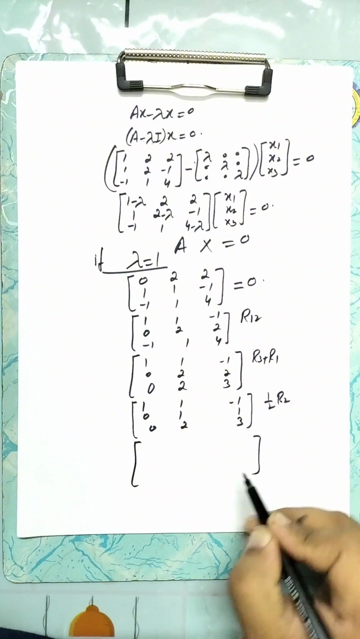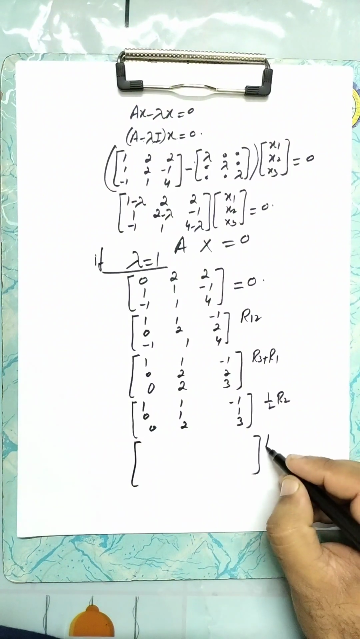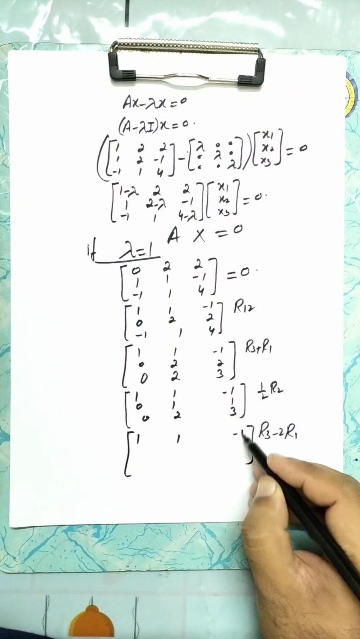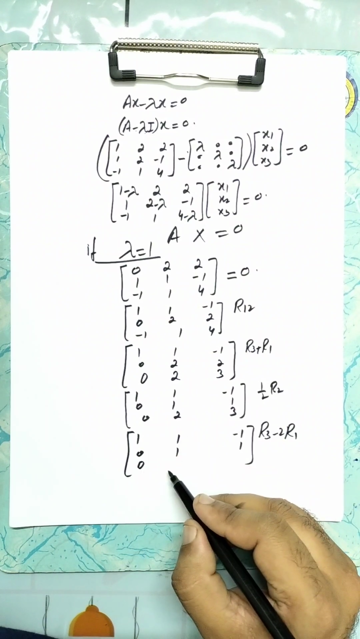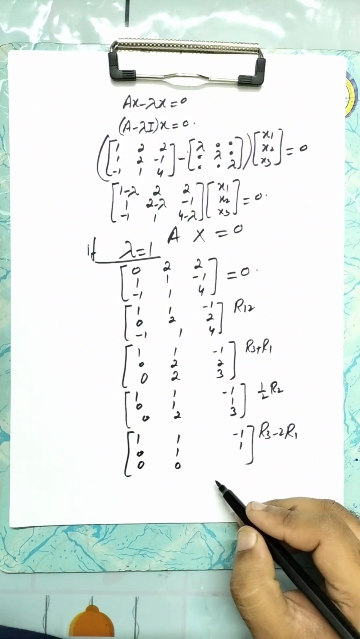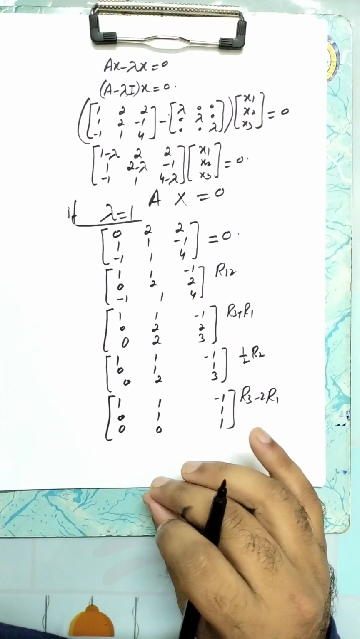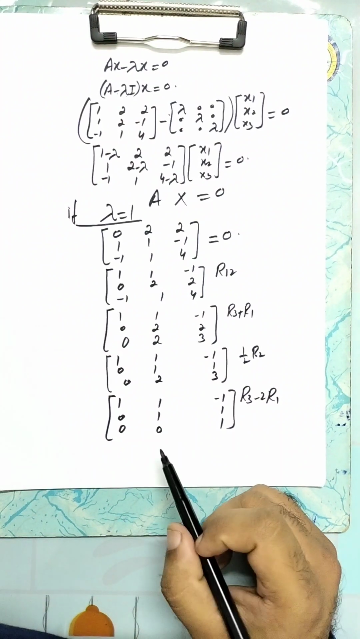So we make the 0 here, converting into echelon form. So this operator is R3 minus 2 times R1 and this becomes 1, 1 minus 1, 0, 1, 1, 0, 2 minus 2, 0 and 3 minus 2, 1. I think this is enough. This is echelon form and this is enough to find the solution.